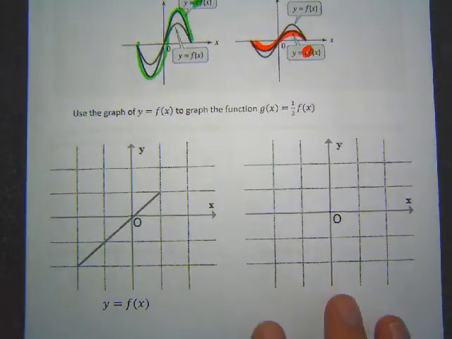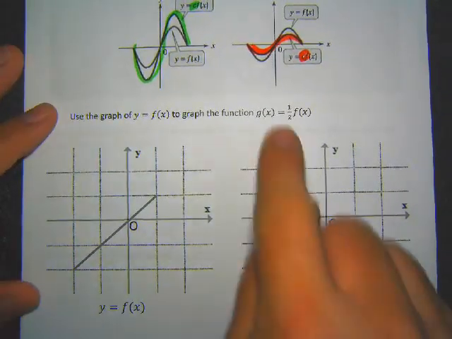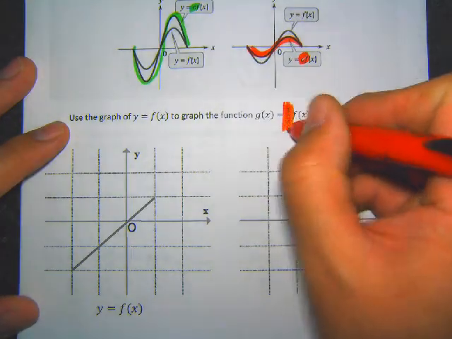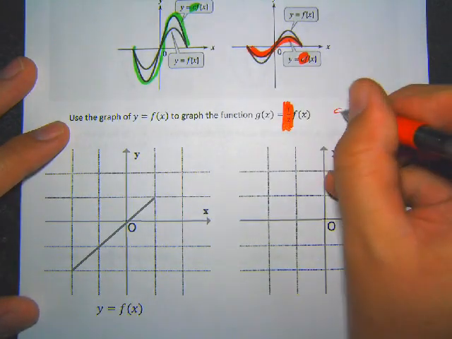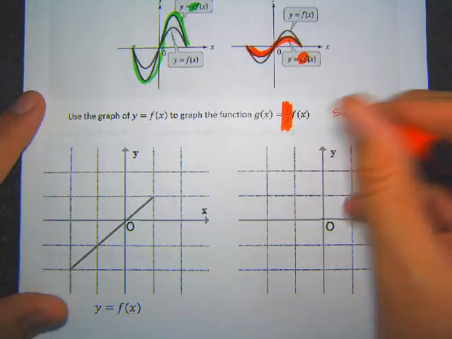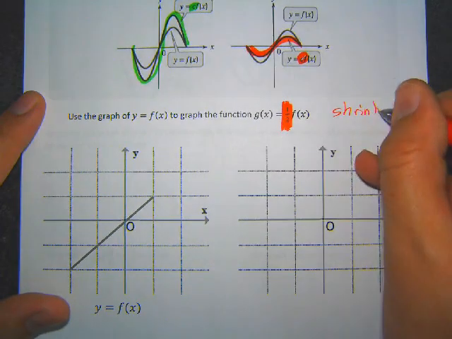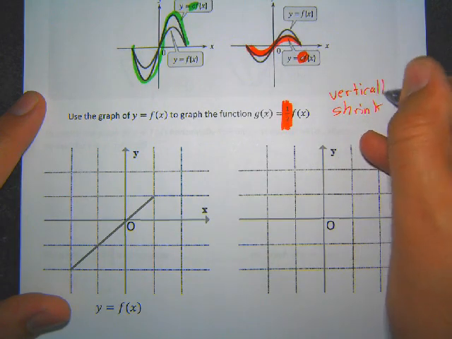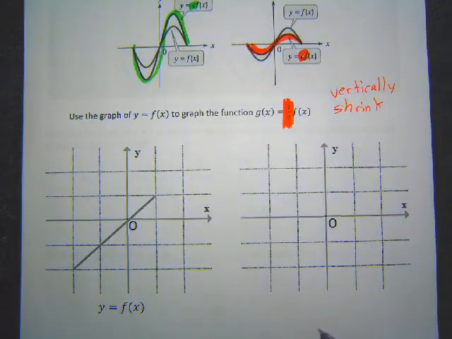So let's look at a function and then see what happens. We're going to take this function, we're going to multiply by half. Because we're multiplying by half, that is a small number, we do expect it to shrink. And again, this is on the outside, right? So it's outside the function. So if it's outside, we expect it to vertically shrink because outside multiplication shrinks it vertically.